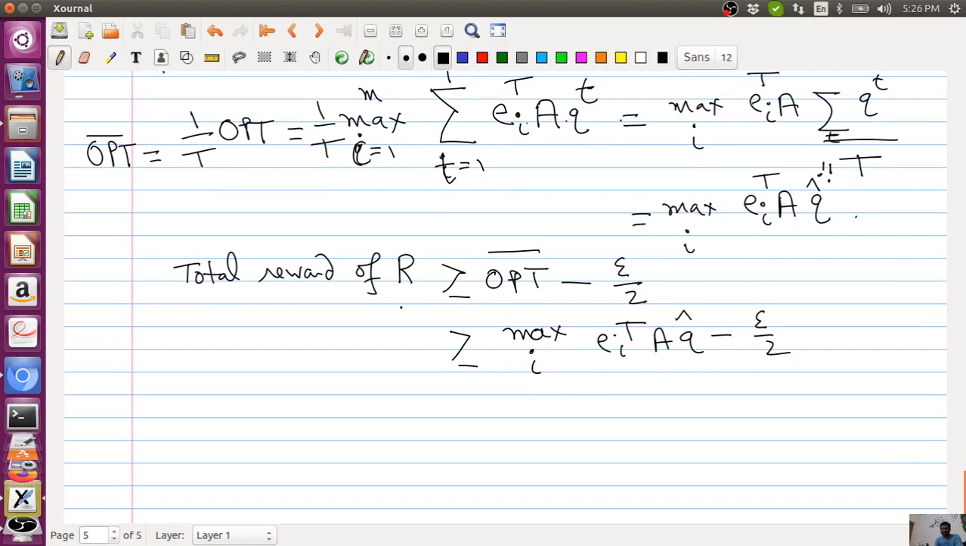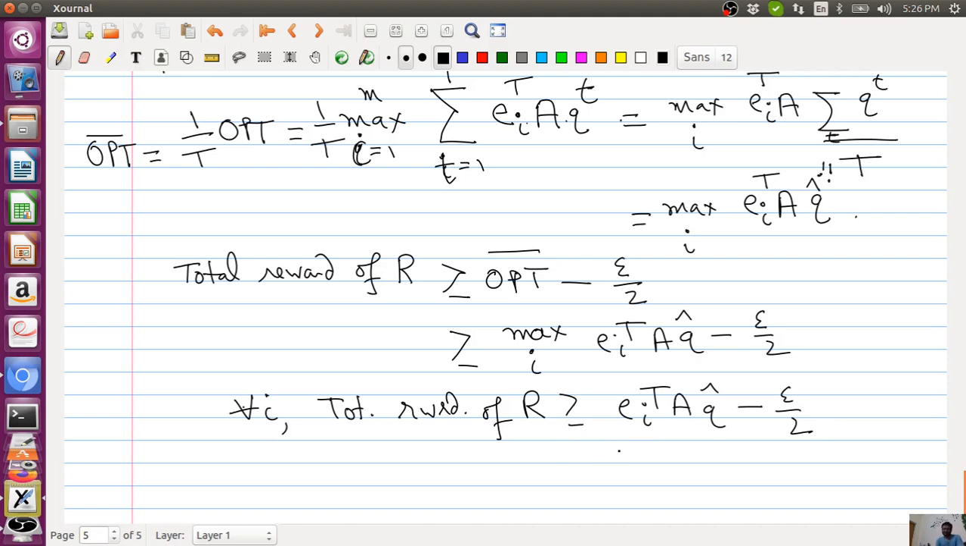Now this quantity is at least the max of this quantity over all i, which means that for every i, the total reward of R is at least e_i transpose A Q hat minus epsilon over 2. So for every pure strategy that the row player chooses, the total reward of R is lower bounded by this quantity.